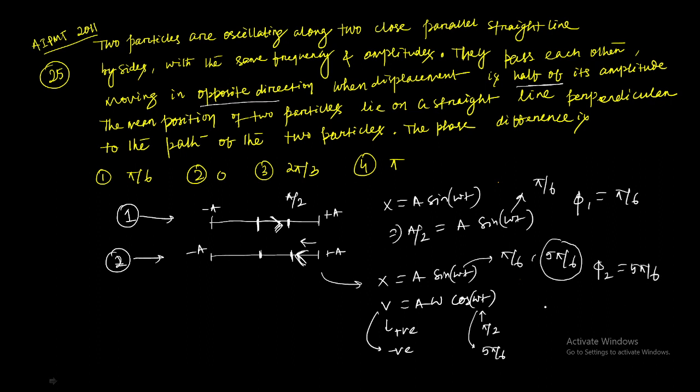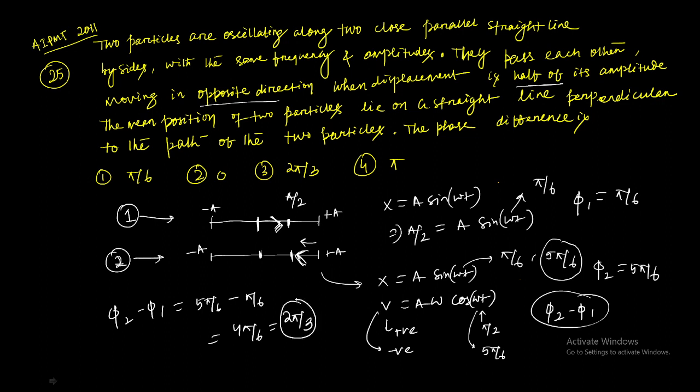Got it? So now the phase difference will be phi 2 minus phi 1. So phi 2 minus phi 1 is equal to 5 pi by 6 minus pi by 6 is equal to 4 pi by 6. This will be 2 pi by 3. So option 3 will be correct.